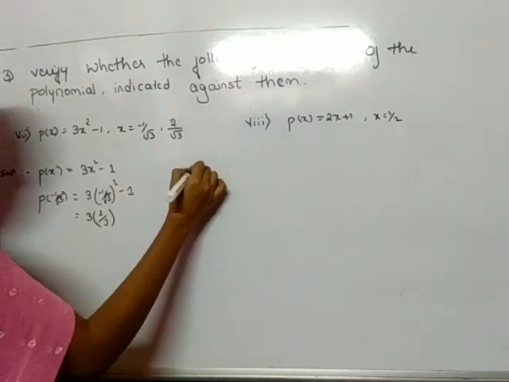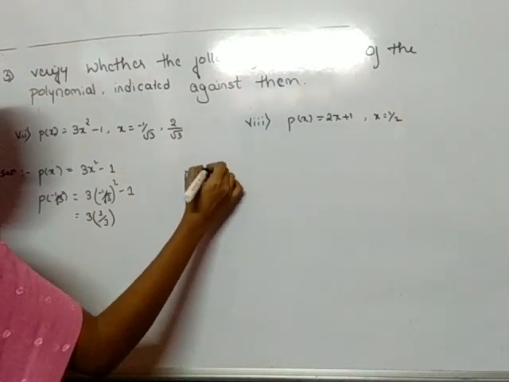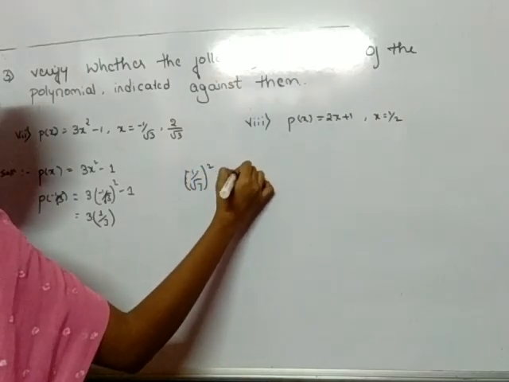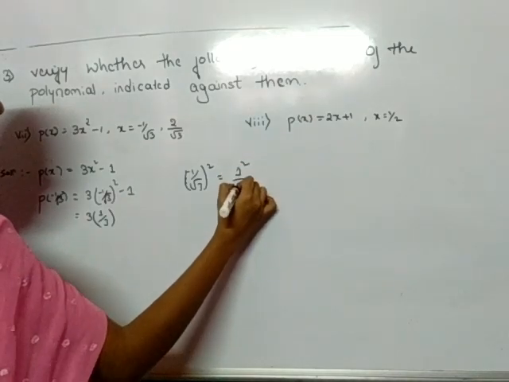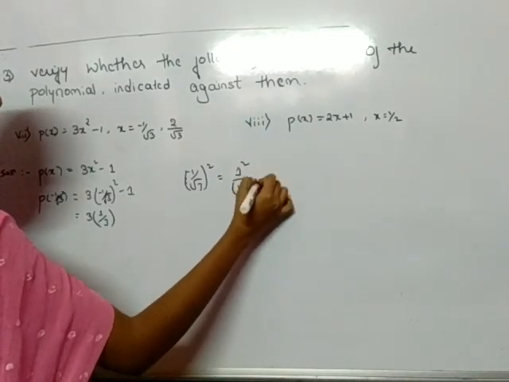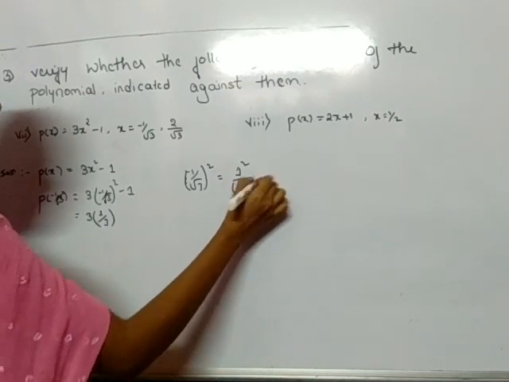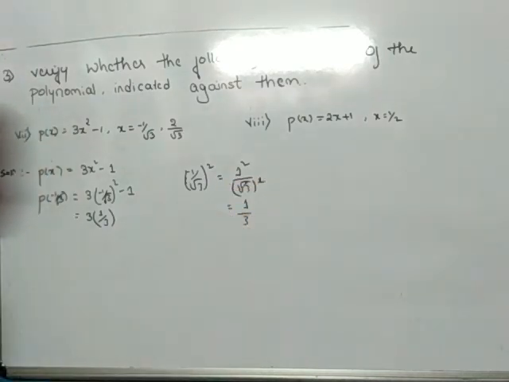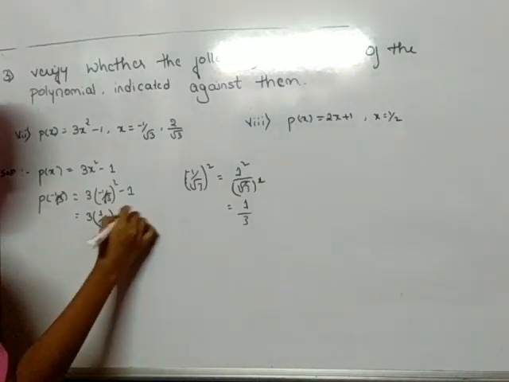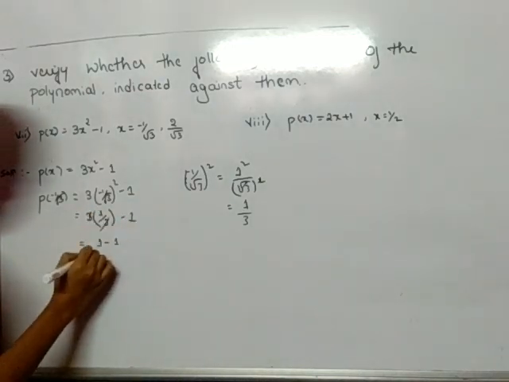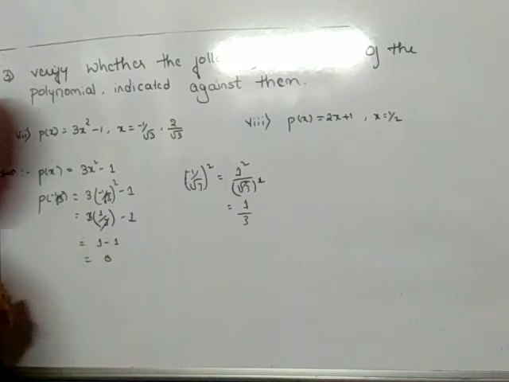Square root 3, minus 1 by square root 3 whole square is equals to 1 square divided by square root 3 whole square, right? So 1 ones are 1. Square and square root cancel, remaining is 3 here. So I have written it here minus 1. 3 cancels, 1 minus 1 we got, that is equals to 0, right?